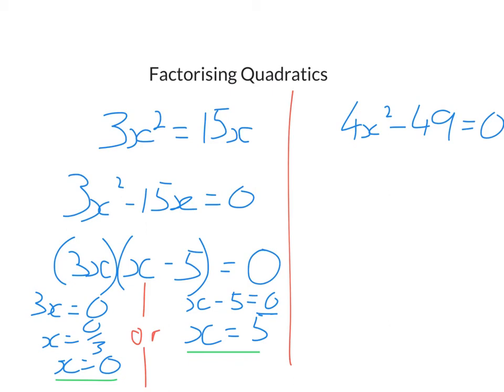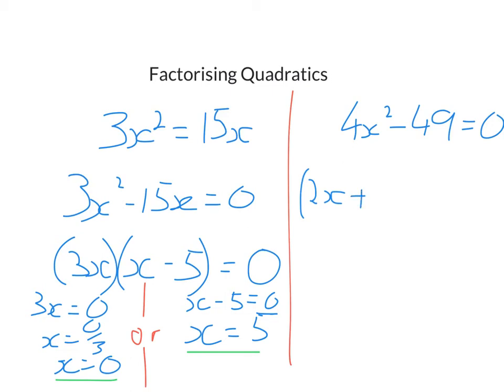Now we'll have a look at the second example over here on the right hand side. It's got an x squared term and a regular term. This is called the difference of 2 squares because this is a square number, 4 is 2 squared, and 49 is 7 squared. The difference of 2 squares, because difference means subtract. All we have to do here is get the square root of each of those terms. The square root of 4x squared is going to be 2x, because 2x times 2x gives you 4x squared. The square root of 49 is going to be 7.